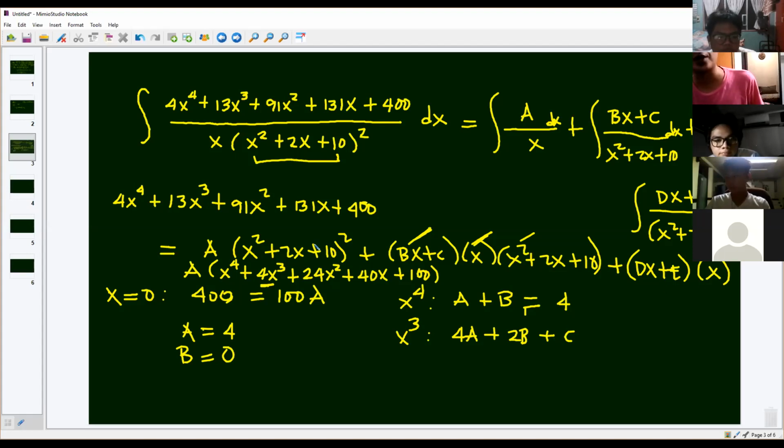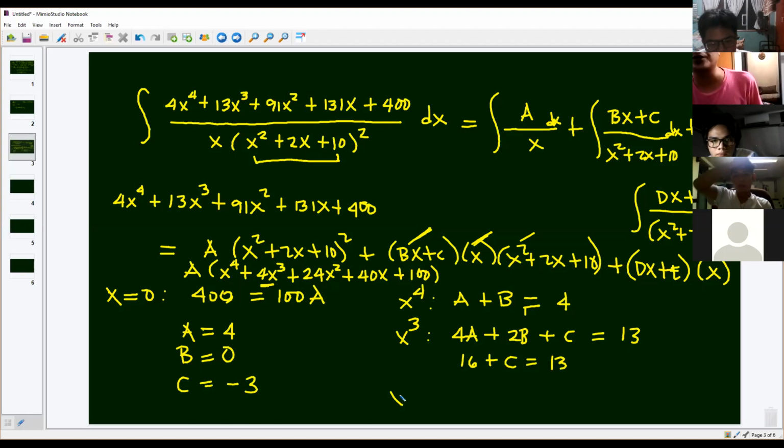So, and I know that's equal to 13, because the coefficient of x cubed there is 13. You know that 16 plus 0 plus c. So you have the value of c, which is negative 3.